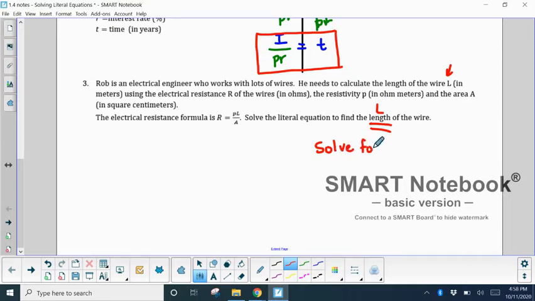Okay, so again, I don't know anything about electrical engineering. My brother's an electrical engineer. He would probably think this problem makes perfect sense, but I know nothing about it. But I do know how to solve literal equations. So I'm just going to do the math part. I don't understand the concept, but that's okay. I'm just trying to get the L by itself, basically.